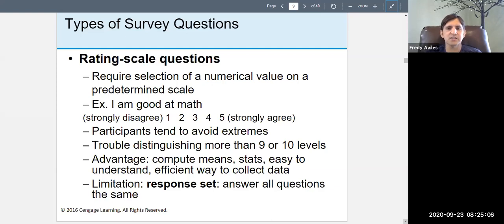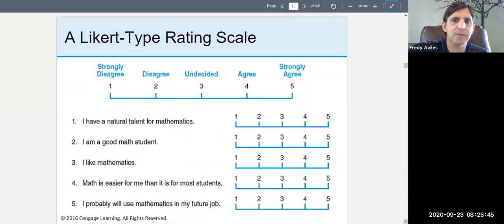A limitation of this is you can get what's called a response set, where participants will answer all the questions the same way. Participants will start answering like 3, 3, 3, 3, and they'll get into some pattern and just keep doing that. Or they'll start making little zigzags: 1, 2, 3, 4, 5, 5, 4, and then they'll start playing around with your survey, if they don't take it seriously. So sometimes you get these response sets, where all the questions are answered the same way, or they start doing other weird things with the rating scales. Okay, that's possible.